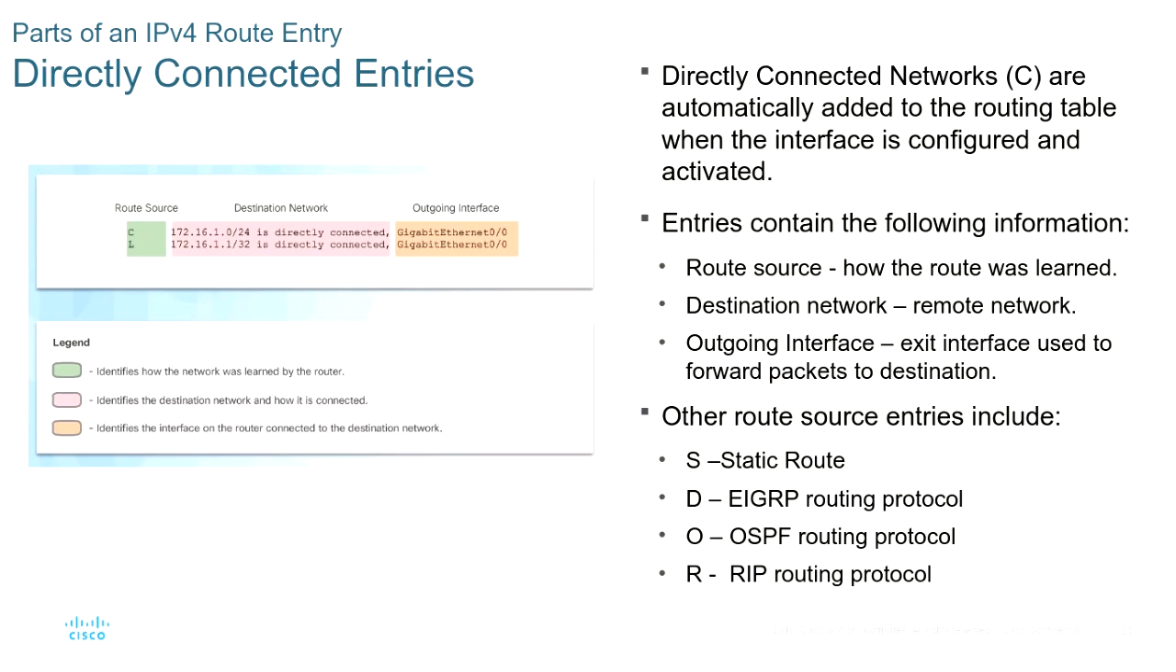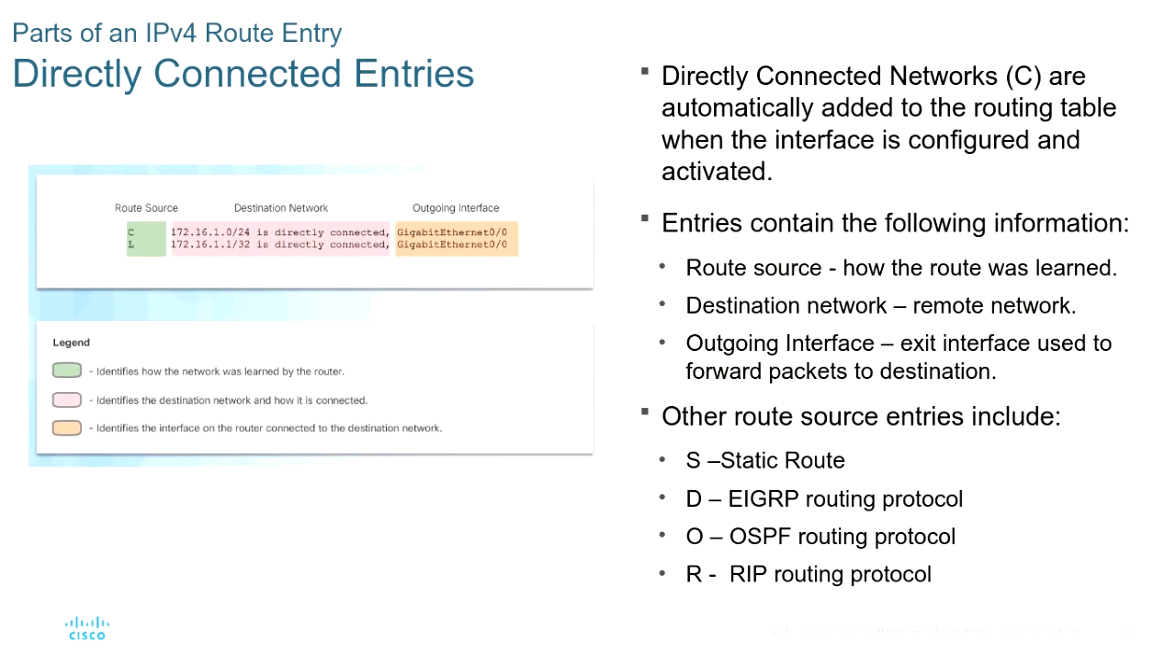How did he learn? Well, it was directly connected on that router. What is this network? He gives us a network portion. So any packets received by this router that are 172.16.1.anything will be sent out the gigabit 0/0 port.